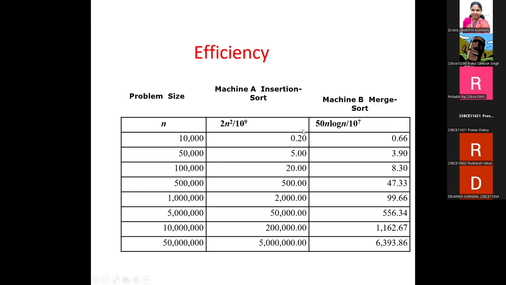In that case, the time needed to execute this particular algorithm is 0.20. In another machine, maybe an Android machine or Apple iPhone or laptop or an iPad with a different configuration, for merge sort, the time complexity is 50 n log n, to the power of 7. So here it takes 0.66.